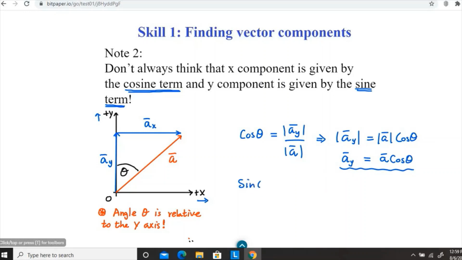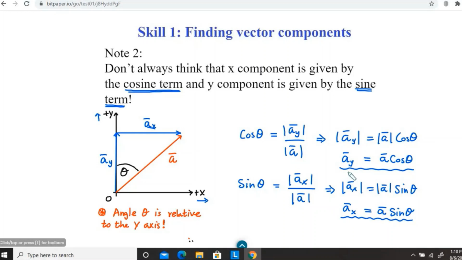Similarly, if you look at the definition of the sine function, it's opposite over hypotenuse. The opposite in this case is the ax vector, or the magnitude of the ax vector over the magnitude of the a vector, and again you can solve for the magnitude of the ax vector and you'll get that as the magnitude of a vector times the sine angle, and then we can write vector ax as vector a times sine theta.